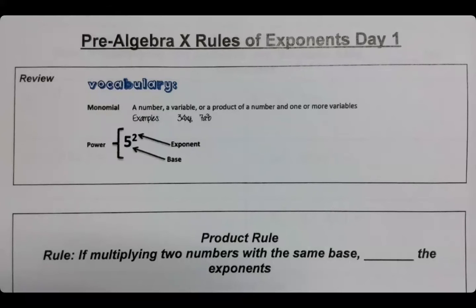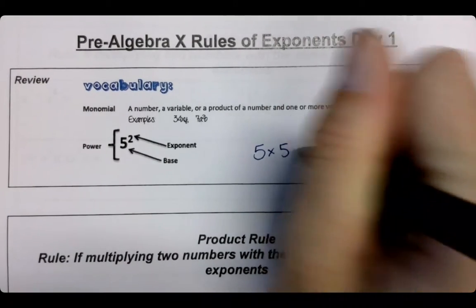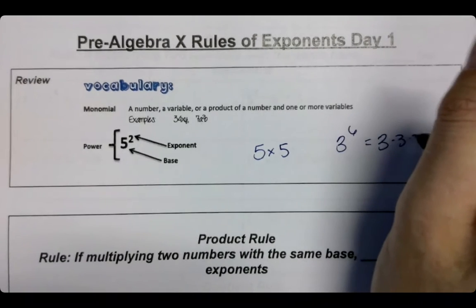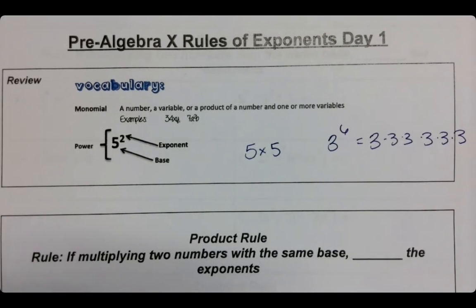So I just want to give a little bit of review first, right? A power is anything with an exponent. The base is the large number, and the exponent is the smaller number up top. So if we're looking at this, the base is the number that's being multiplied. The exponent tells you how many times it's being multiplied. Okay, so that's all that little review is telling us. So kind of keep that in mind, okay?